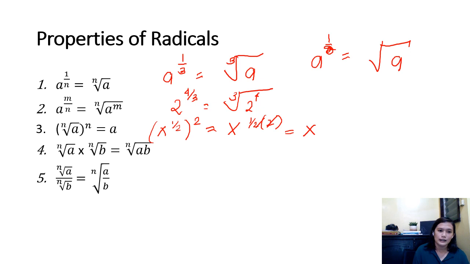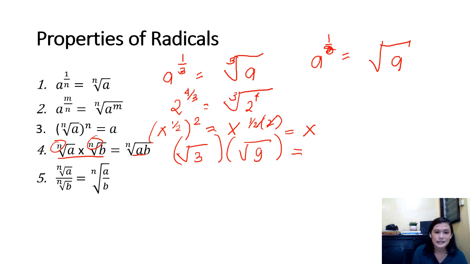And if you have nth root of a times nth root of b, this is just equal to the nth root of ab. You can only do this if the roots are similar, if they have the same n. We can multiply the values. For example, you have square root of 3 times the square root of 9. Since they are the same, our n is 2, we don't need to put 2 there. So you can multiply that, 9 times 3, that's 27.